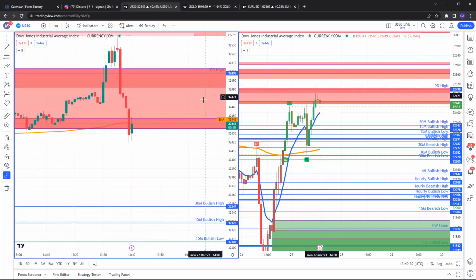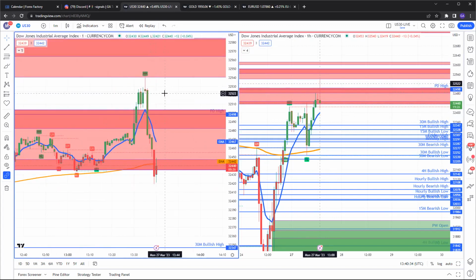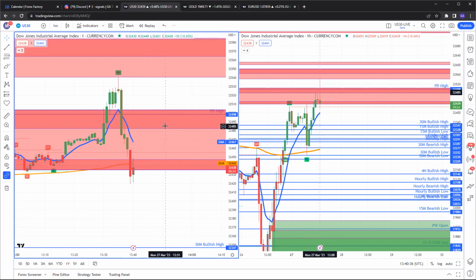What we need to do again, if we miss a trade, that is fine, but we also always need to follow our confluences.